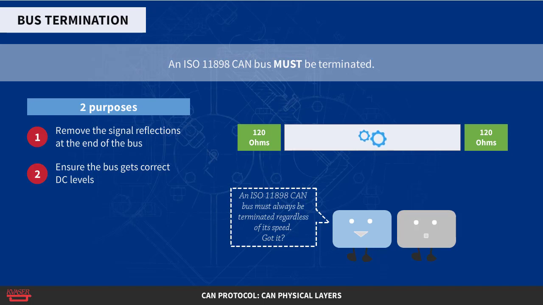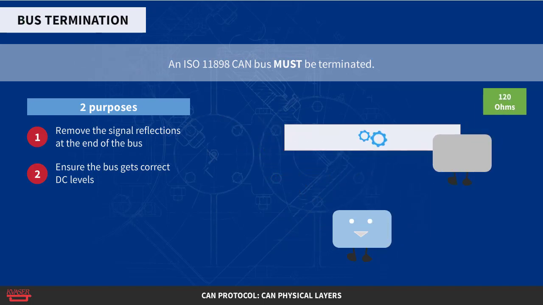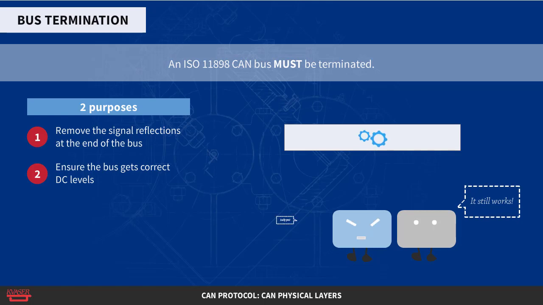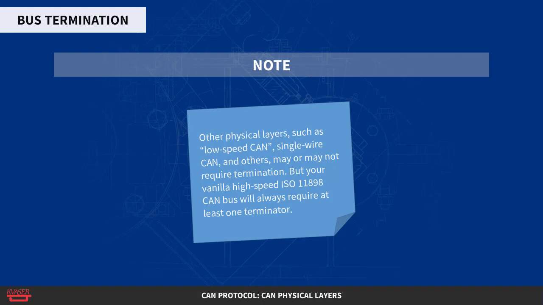For laboratory work, just one terminator might be enough. If your CAN bus works even though you haven't put any terminators on it, you're just lucky. Note that other physical layers, such as low-speed CAN, single-wire CAN, and others, may or may not require termination, but your vanilla high-speed ISO 11898 CAN bus will always require at least one terminator.